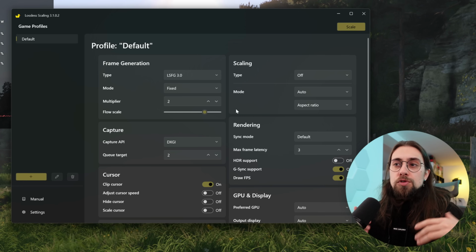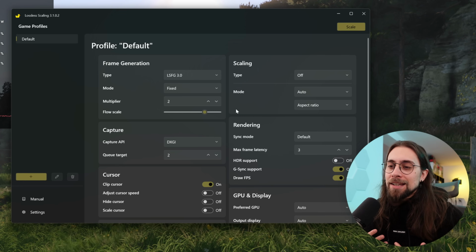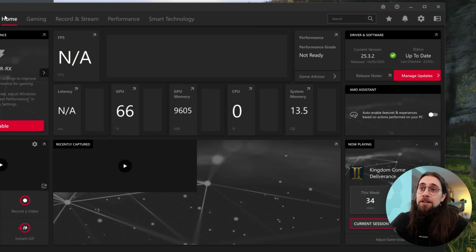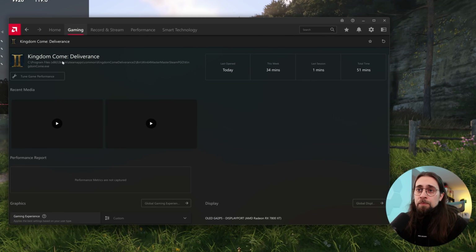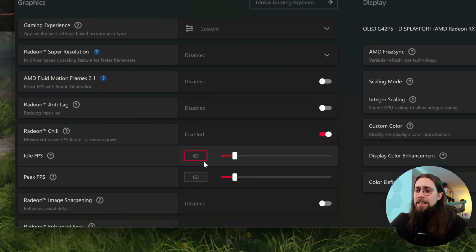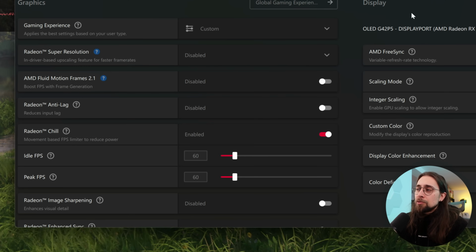Now, if you really want to use Lossless Scaling in the best way that the software works, I would say that you need to lock your frames. You can use RTSS, or if you're using an AMD card and you are not using RTSS or MS Afterburner at all, you can just go to the game, for example, Kingdom Come Deliverance 2, just go to Radeon Chill, and let's say that we lock our base frame rates to 60.